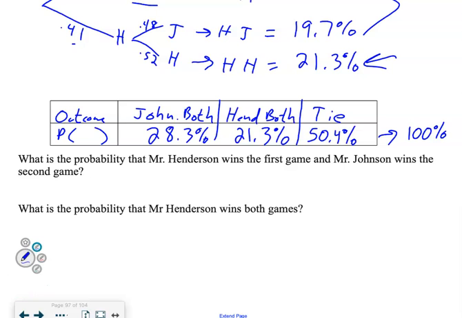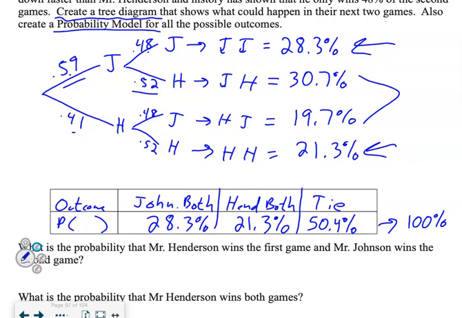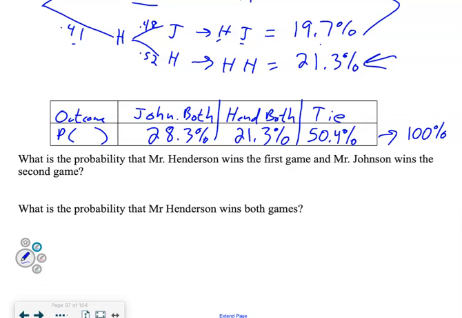What is the probability that Mr. Henderson wins the first game and Mr. Johnson wins the second game? All right, Mr. Henderson winning the first, Johnson winning the second, 19.7%. Okay, and what's the probability that Mr. Henderson wins both? So Henderson, 21.3%. Okay, all right, next problem.